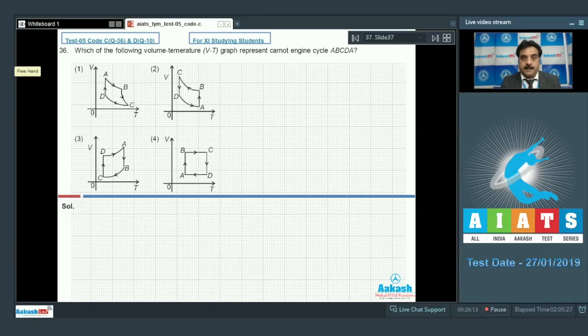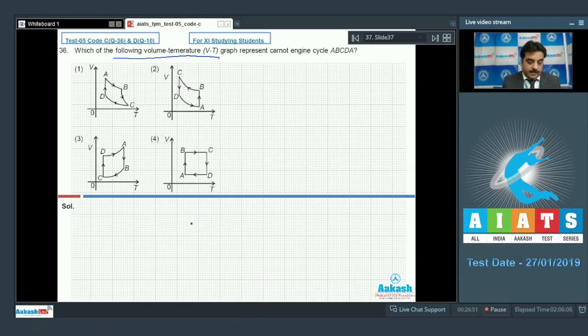In question number 36, which of the following volume-temperature graphs represents the Carnot engine cycle? In this type of question, I would like to suggest that you memorize this. The Carnot cycle consists of 4 steps. Number 1, isothermal expansion. Number 2, adiabatic expansion. Number 3, isothermal compression. And number 4, adiabatic compression. I would like to repeat: isothermal, adiabatic, again isothermal, then adiabatic.